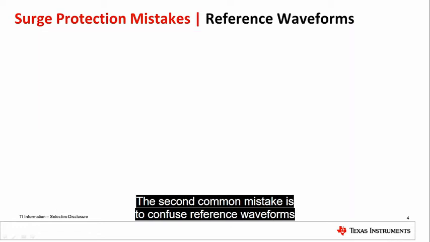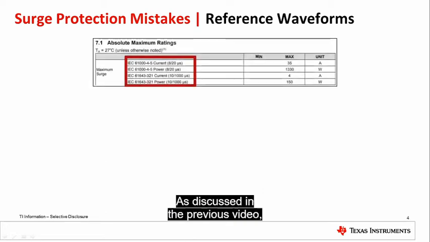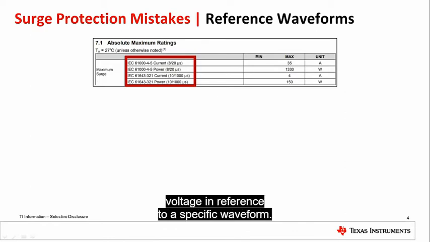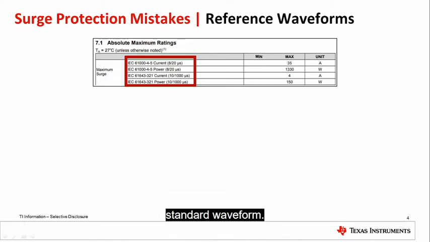The second common mistake is to confuse reference waveforms when considering TVS peak pulse current and clamping voltage. As discussed in the previous video, TVS diodes always define peak pulse current and clamping voltage in reference to a specific waveform, but unfortunately TVS diodes are not always specified in reference to the IEC 61000-4-5 standard waveform.